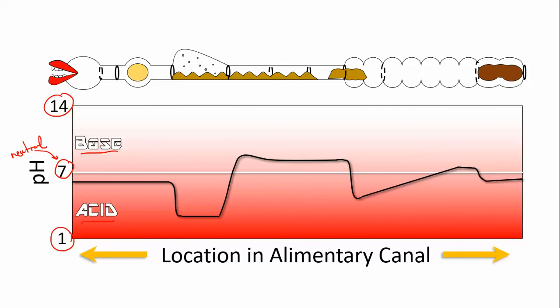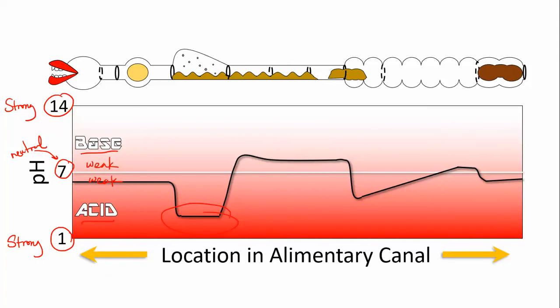So, if you're looking at this, anything that is close to 7, whether it's above or below, is going to be a weak acid or a weak base. Anything that is farther from the 7 is going to be strong. So a pH of 14 would be a strong base. Notice we don't really have any strongly basic areas in the alimentary canal. Not really happening. Then, if we look at the acid end, notice we do have a section that does have a fairly strong looking acid.